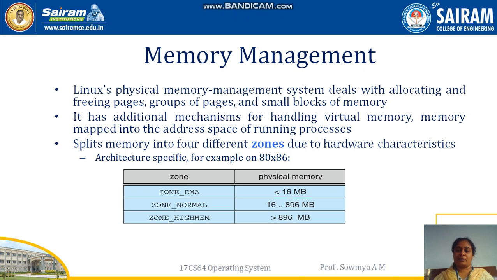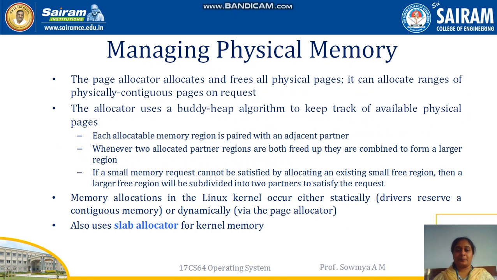Here memory management deals with two types of management: physical memory and virtual memory. The physical memory is split into different zones, and these zones follow the 80x86 architecture specification. There are three zones. The first is zone DMA, which is less than 16 MB, then zone normal from 16 to 896 MB, and zone high memory, which is more than 896 MB.